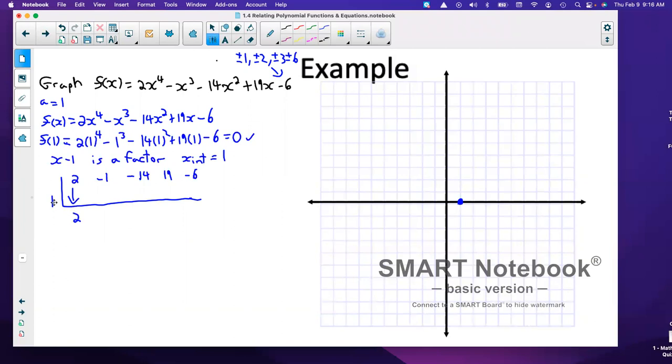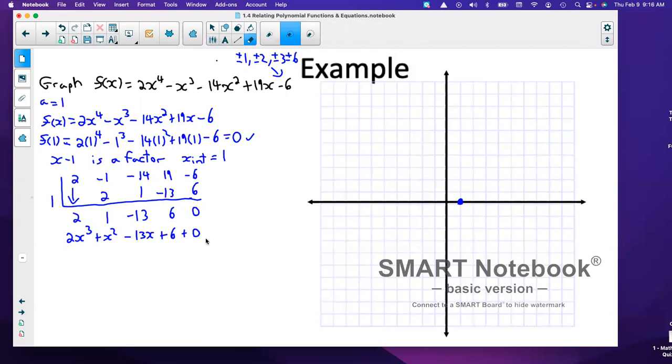We bring down the first term, multiply it by the 1. So that's 2, add these, so that gives us 1 multiplied by 1, gives us 1 here, which will give us negative 13. Multiplied by 1 gives us negative 13 here, adding these gives us 6. Multiplied by 1 gives us 6 here. As expected, we have a remainder of 0. So we now have 2x cubed plus x squared minus 13x plus 6. We don't need the plus 0 part.